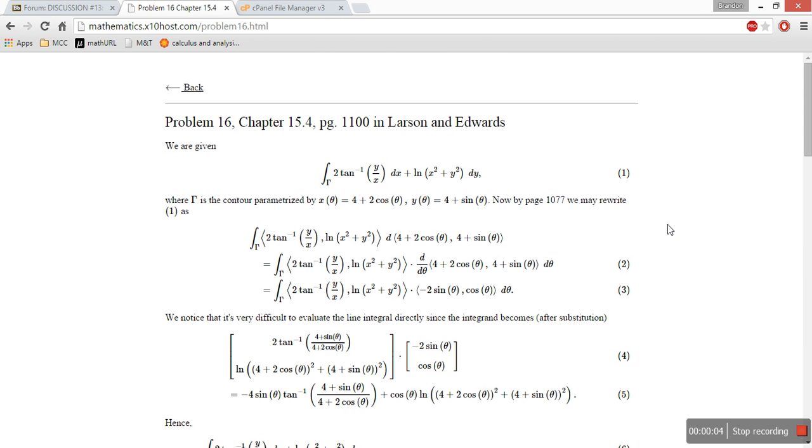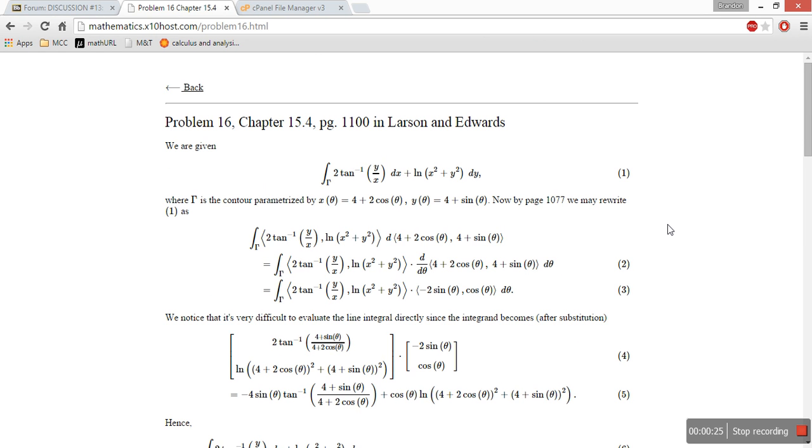I thought I'd work through problem 16 of chapter 15.4 in our textbook by Larson and Edwards for this Multivariable Calculus course. I chose this problem because it's from one of the more involved units of this course. It's been one of the most difficult units for me so far, at least.